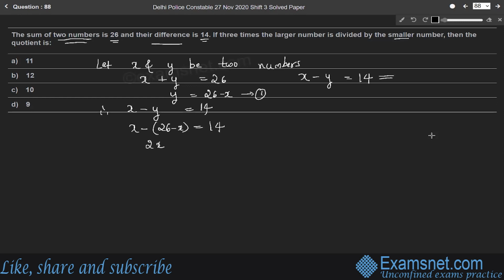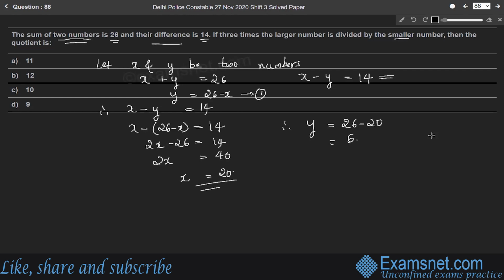So, it is 2x minus 26 is equal to 14. Therefore, 2x is 26 plus 14, which is 40. Therefore, x is 20. The value of x is 20. Therefore, to find y, substitute the value of x in any of the equations. So y is 26 minus x, therefore it is 26 minus 20, which is 6.